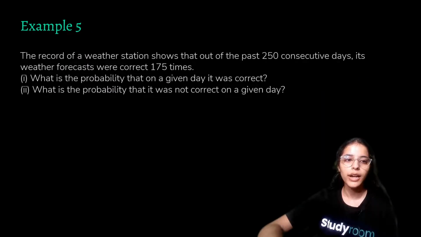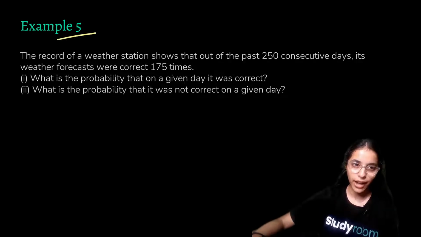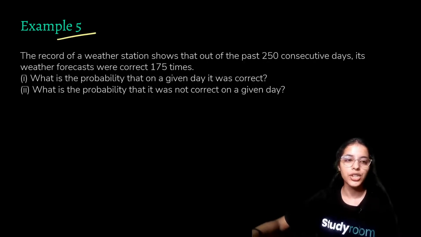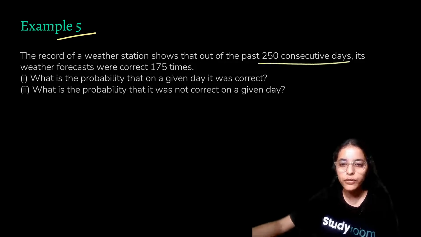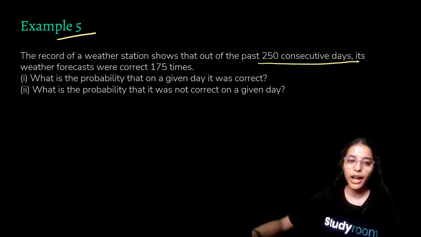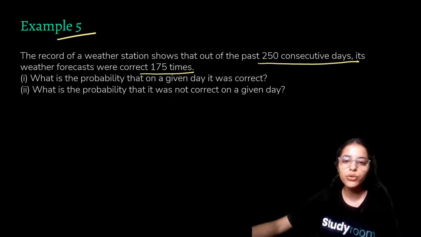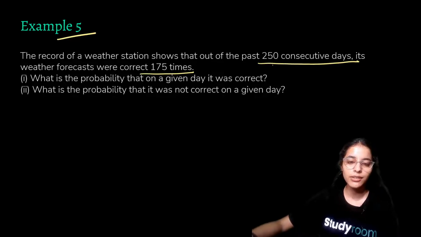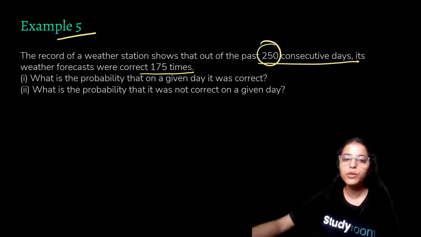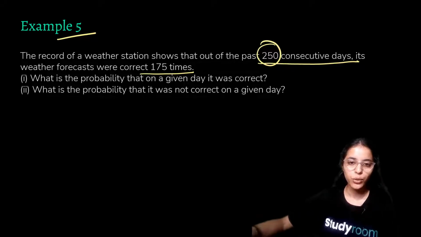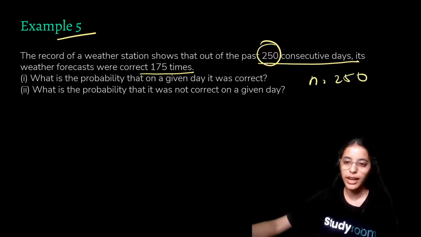So now let us move on to our next example. That is our example number 5. Now in this question, the record of a weather station shows that out of past 250 consecutive days, its weather forecast were correct 175 times. So the weather forecast has been given for the past 250 days. That is, 250 weather forecasts have been delivered. So we can say our n is equal to 250, and out of these, only 175 were correct.